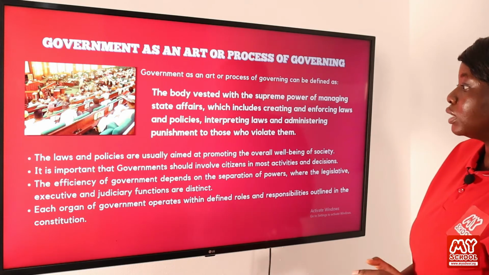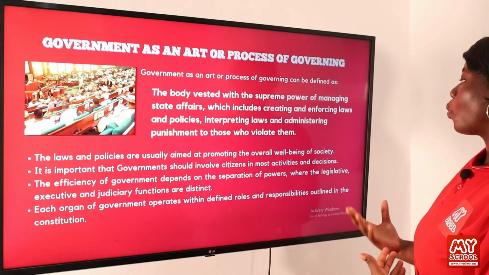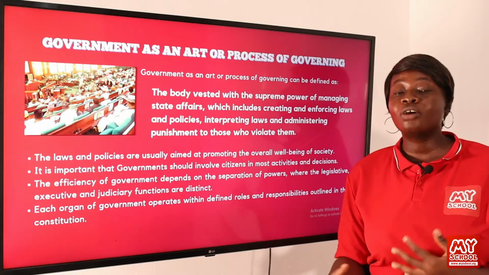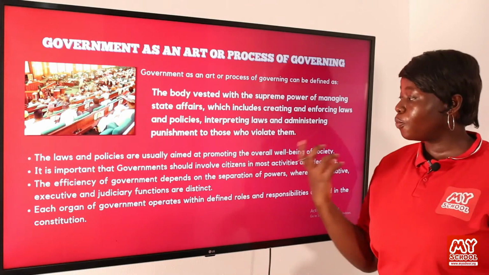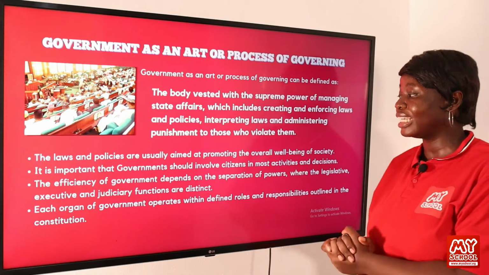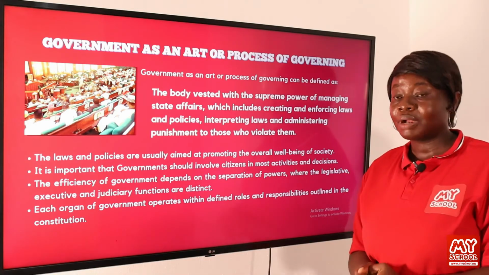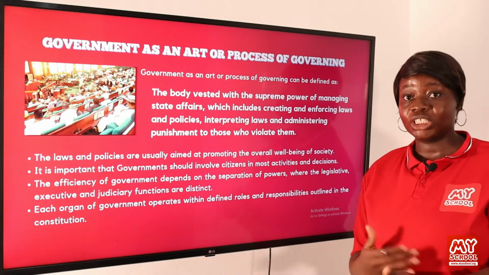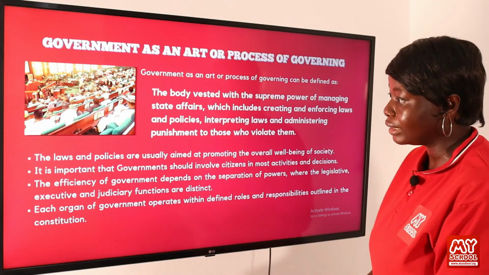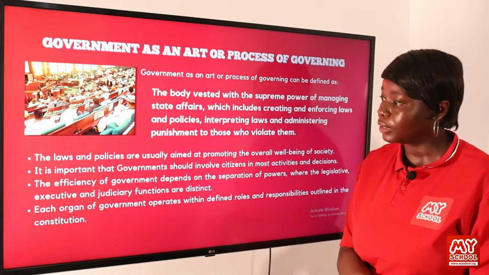The laws and policies are usually aimed at promoting the overall well-being of the society. So all of these laws and policies that are made by the government are responsible for ensuring that everybody in the society is being treated properly, right? So that the society can continue to exist and continue to enjoy the benefits of living in that particular society. That is the reason why laws and policies are created.